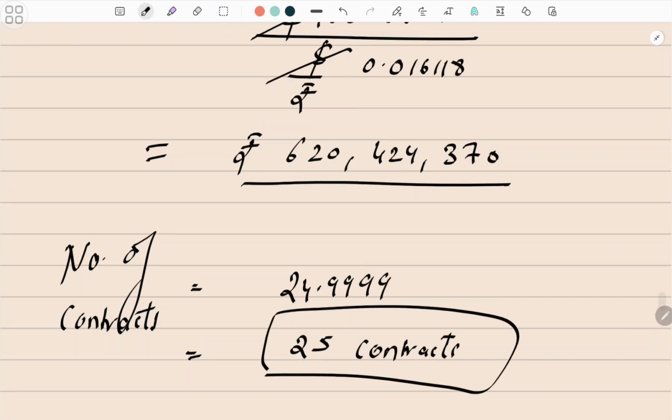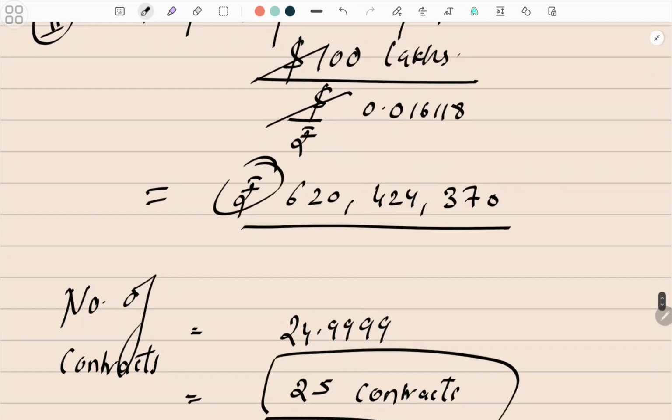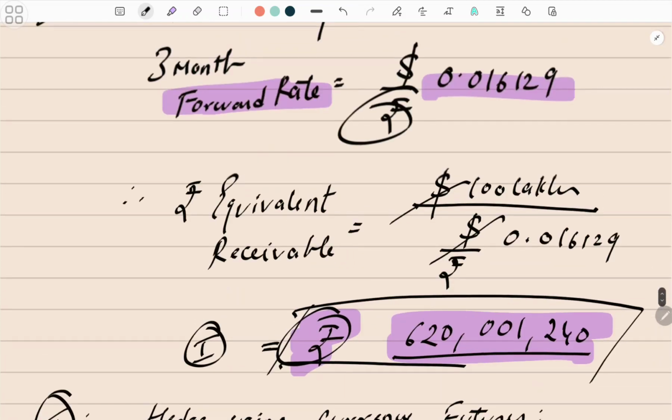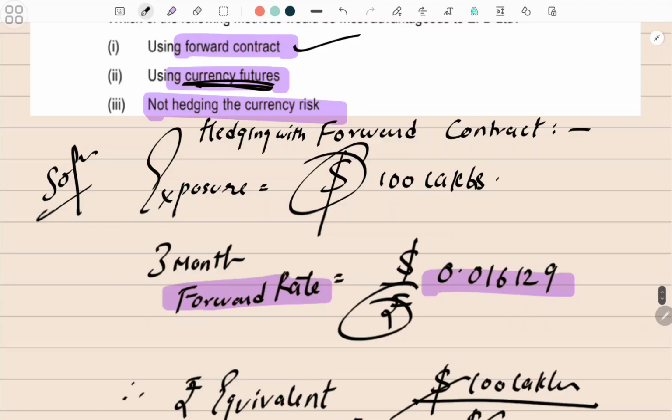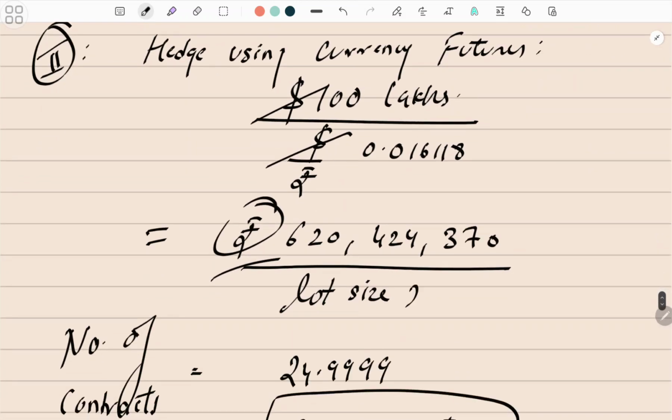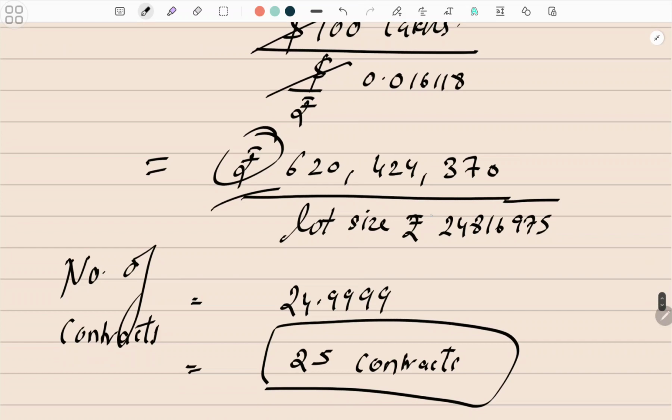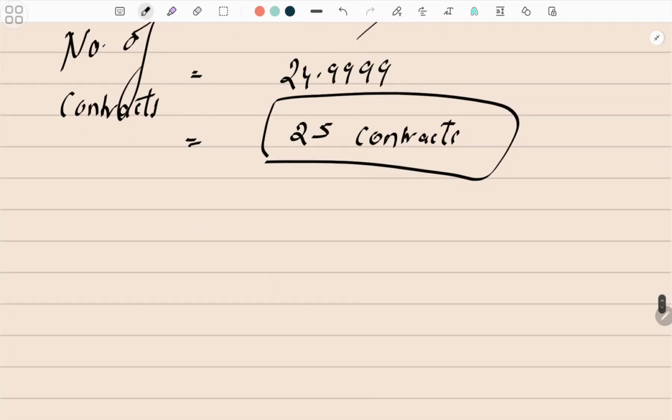What I did is simply the equivalent rupee total receivable divided by the lot size. The lot size, I'll write it again because it's a big number, I have to remember that. 24,816,975 rupee, correct. So finally rupee will go, and I'm left with number of contracts, 25. Now can I find the initial margin?